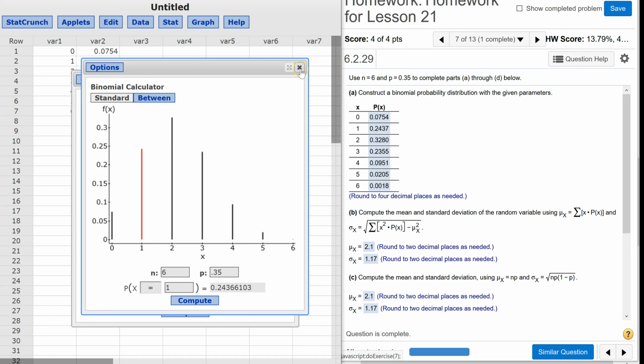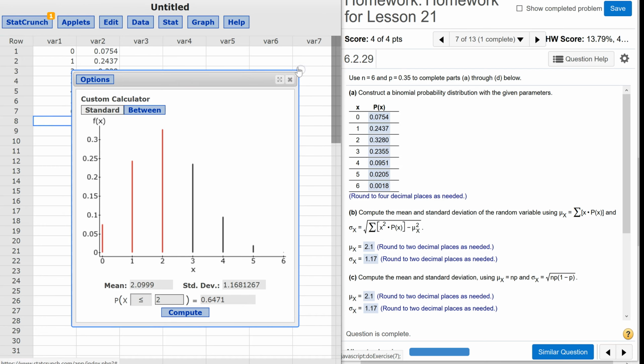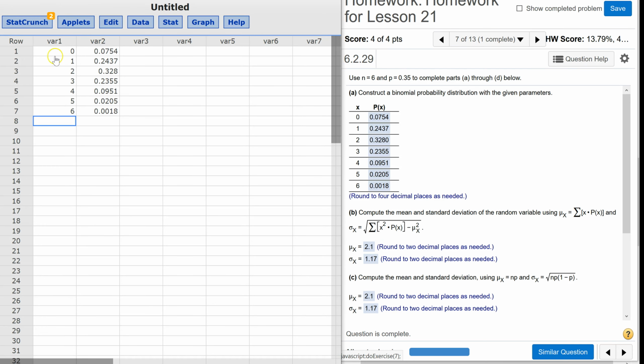From there, I took the values in the table and typed them manually into the first column and second column to create a probability distribution.